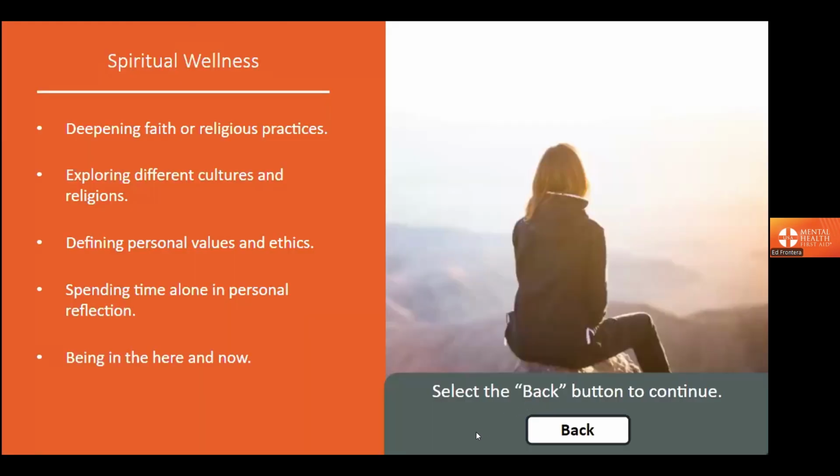Spiritual wellness occurs when people attend to their sense of purpose and meaning in life. This can be achieved by deepening faith or religious practices, exploring different cultures and religions to find a potential spiritual connection, defining personal values and ethics and making decisions that complement them, spending time alone in personal reflection, being in the here and now.